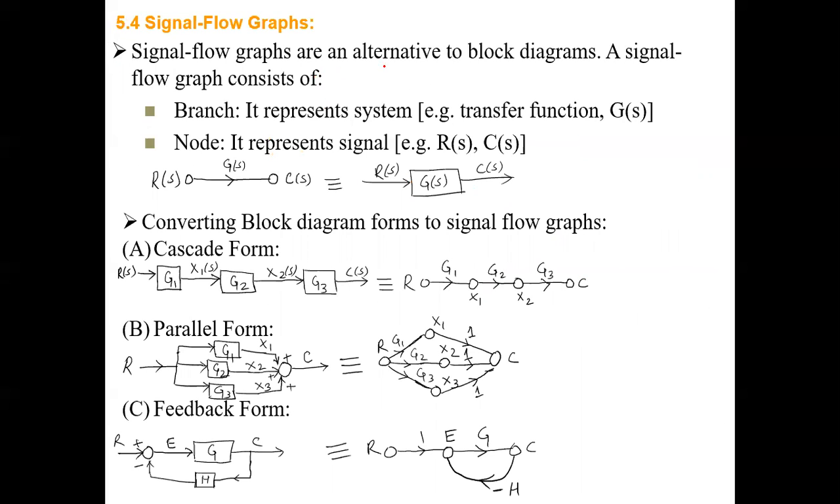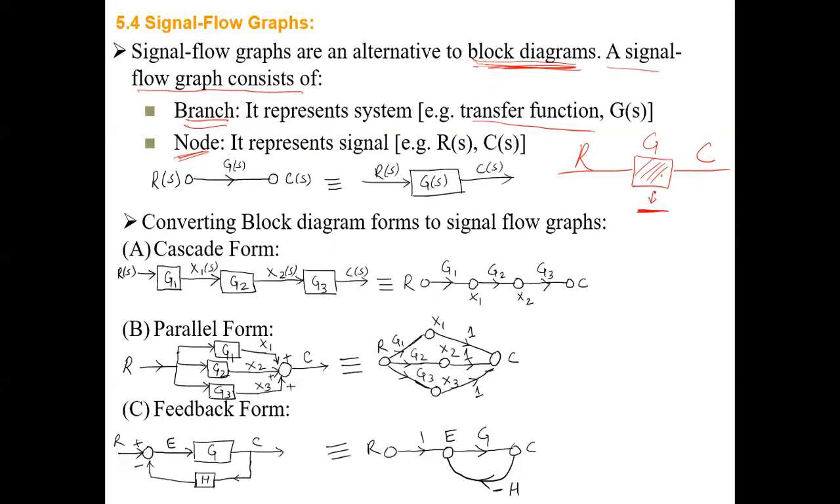In the signal flow graph, which is an alternative to the block diagram, as we said earlier, first of all, let's see what the components are. You have branches and nodes. A signal flow graph consists of branches and nodes. A branch is the same thing as a transfer function. Remember in the transfer function we had a block. This is R, this is C. This is a block, right? This is G, right? Now this G is simply represented by a branch here, like this.